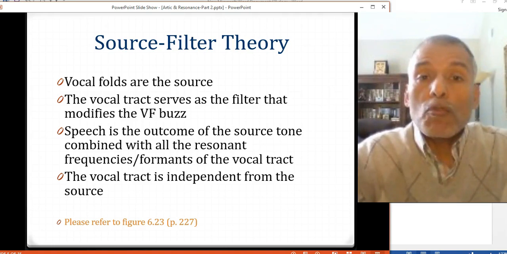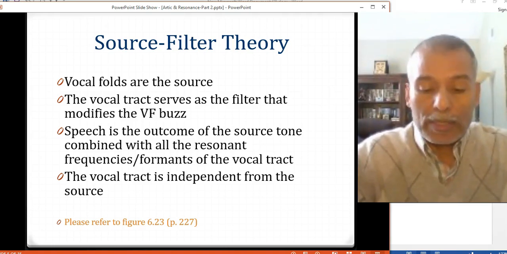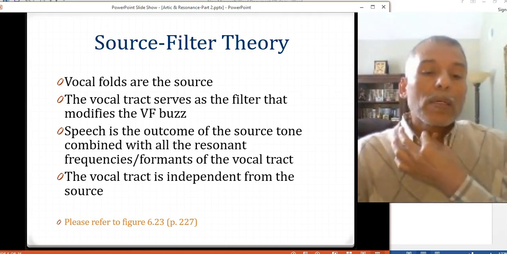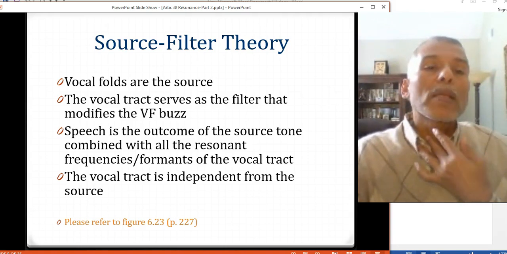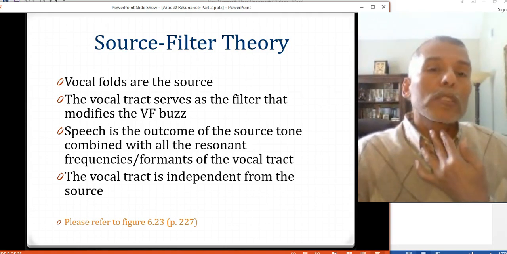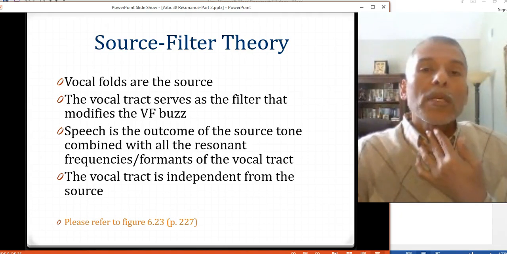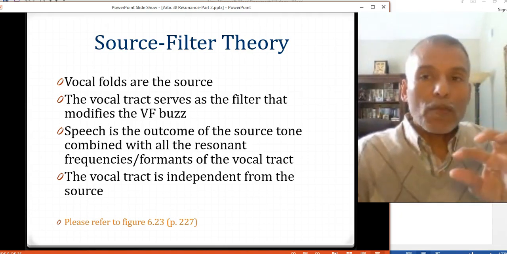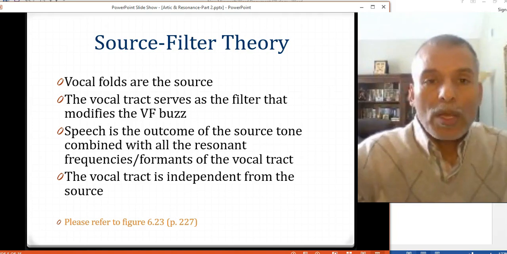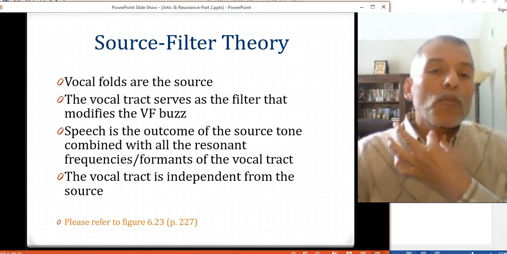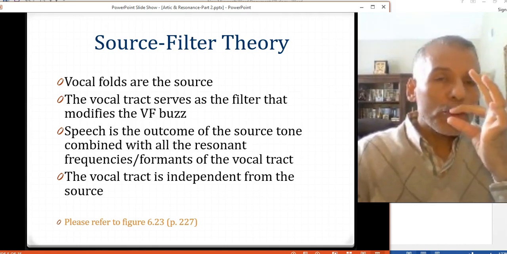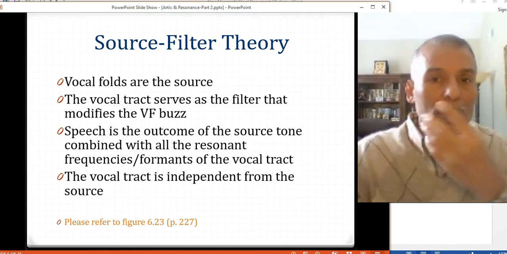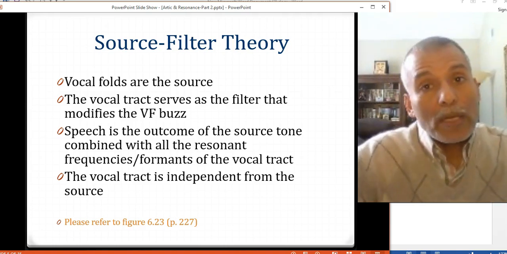How do we prove that? Okay, let's see. You want to see that the vocal tract can function independently from the vocal folds. So we make a sound and we keep the same pitch level of the vocal folds. We keep the vocal fold production steady at the same level, but we are going to change the characteristics of the vocal tract. And we will see if we can do that.